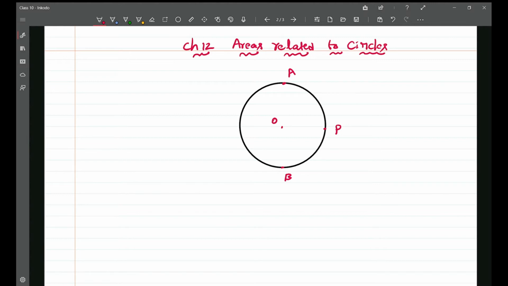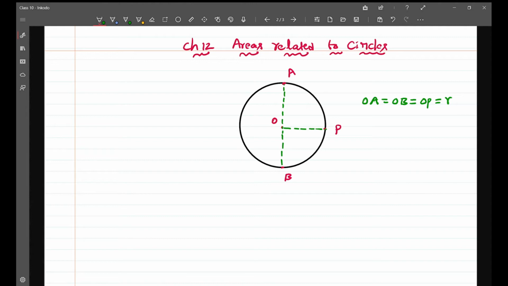Now, as we know that distance between center to any point on the circumference of a circle is called radius. So let me join. Joined OP, then OA, then OB. So in this figure there are three radius. What are those? OA equals to OB equals to OP equals to radius, are nothing but radius.